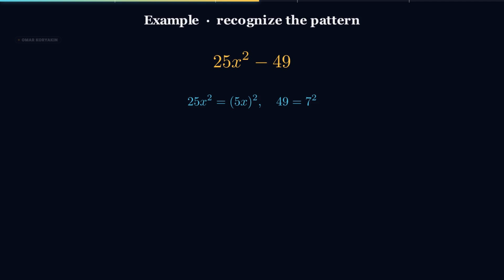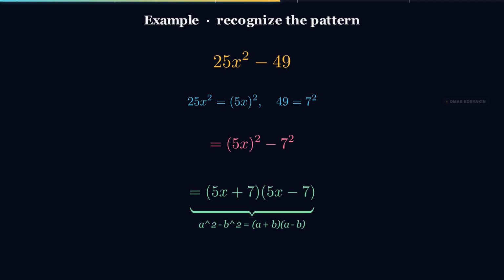So a equals 5x and b equals 7. Rewrite the polynomial in the squared form. 25x squared minus 49 equals (5x) squared minus 7 squared. That makes the matching to the formula explicit. Apply the pattern. a plus b is 5x plus 7. a minus b is 5x minus 7. The factored form is (5x plus 7) times (5x minus 7). Two binomials, one with a plus, one with a minus, and the work is done.